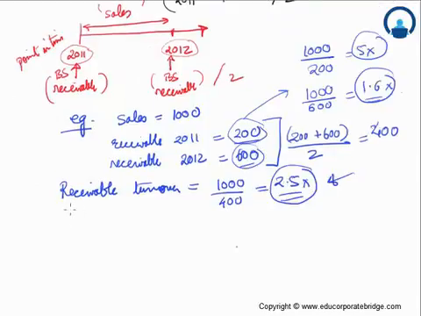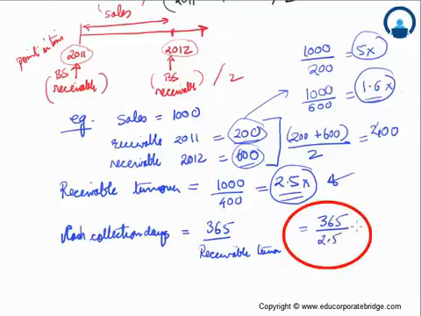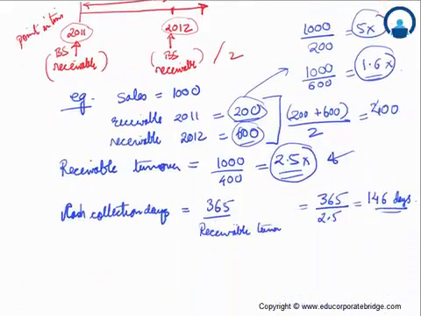So after finding the receivables turnover, we should be in a position to find out the cash collection days. Now the formula for cash collection days is 365 divided by your receivables turnover. So we have calculated receivables turnover as 2.5, so this would be 365 divided by 2.5. So this comes out to be 146 days. So essentially we are saying that for step number 3, from finished goods till the process of making it into receivables till cash, it takes 146 days for us to do that. And this is how it can be calculated.